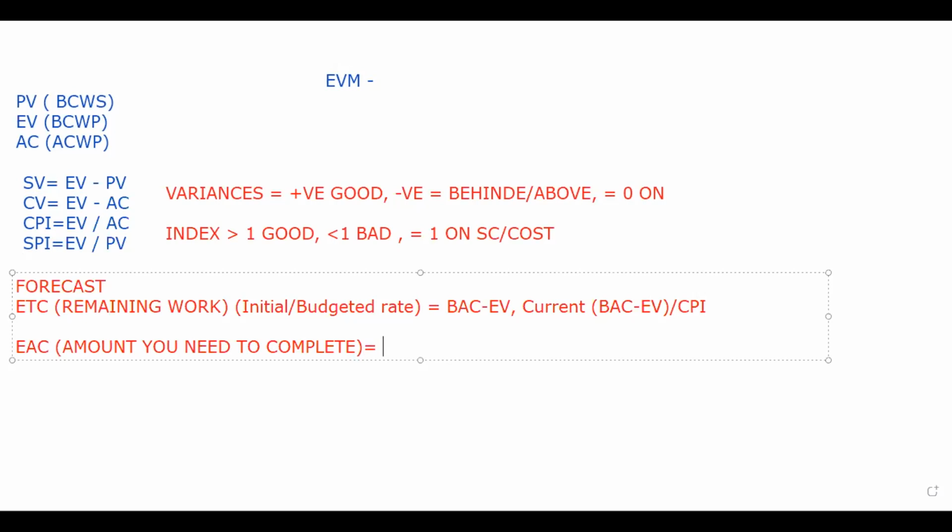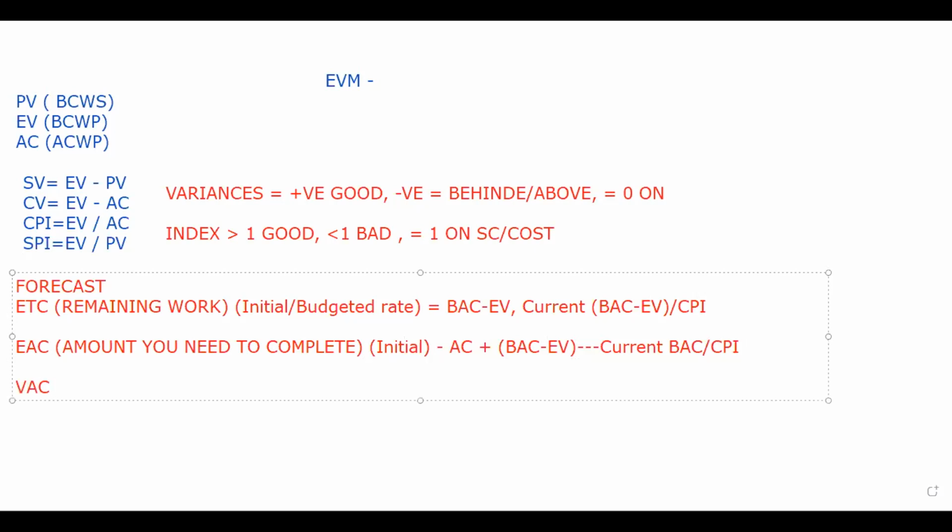Similarly, for estimate at completion, if it is an initial rate, we will use the formula actual cost, how much we have spent till today, plus the cost of remaining work. And if they're asking that you will continue with the current delays, you will take the budget and simply divide it by CPI. To find out how much money you need, you will use the formula variance at completion, which means budget at completion minus EAC. If the answer is positive, you will complete for less than that. If it is negative, it means you need more.